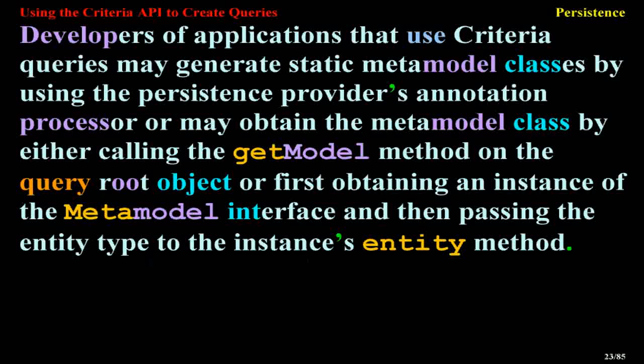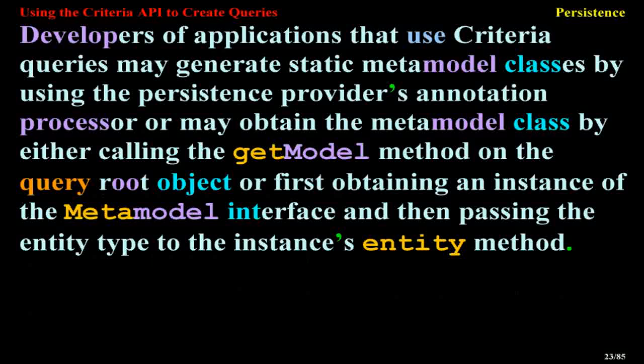Developers of applications that use criteria queries may generate static metamodel classes by using the persistence provider's annotation processor, or may obtain the metamodel class by either calling the getModel method on the query root object or first obtaining an instance of the metamodel interface and then passing the entity type to the instance's entity method.